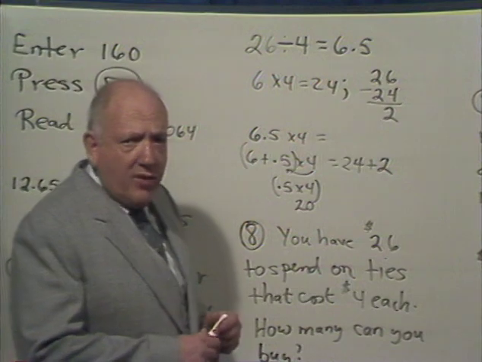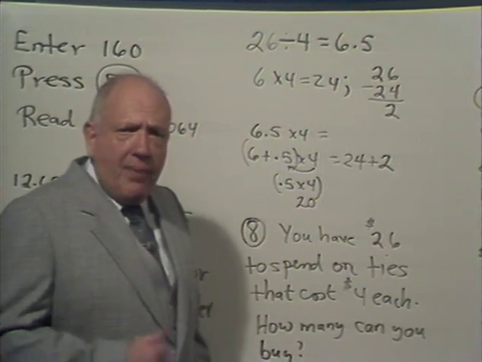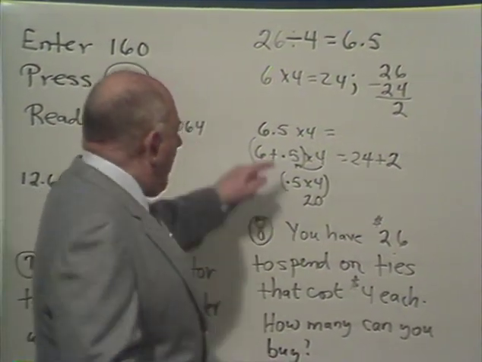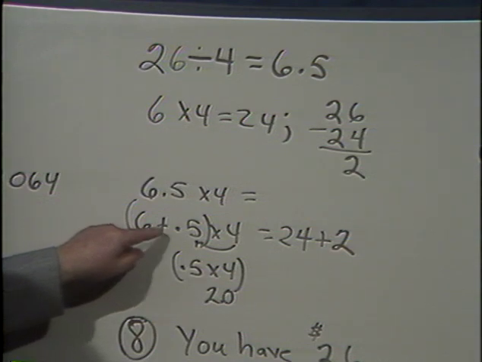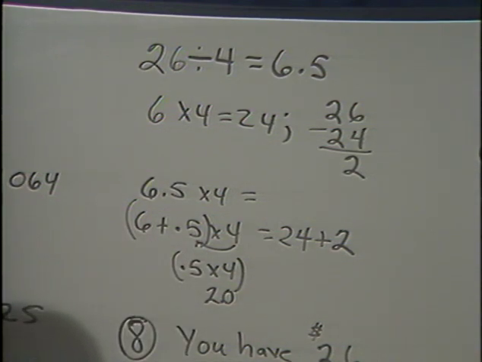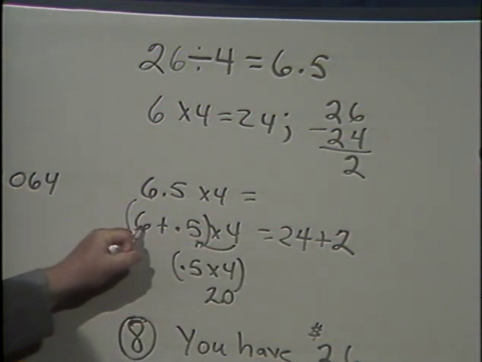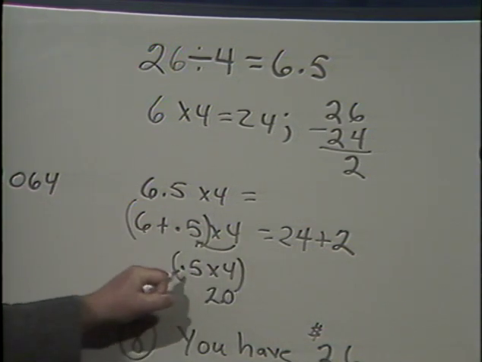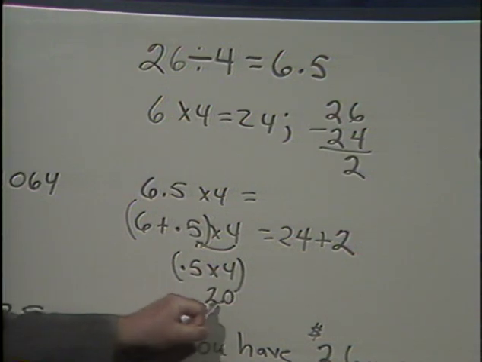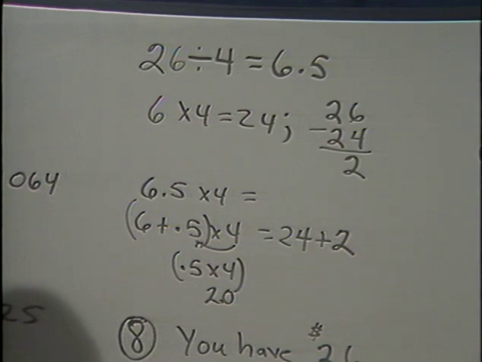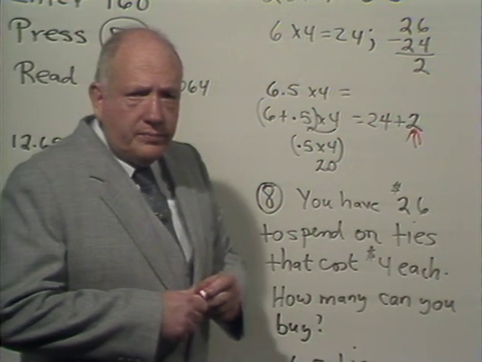See, that 0.5 is not the remainder. It's the fractional part of 4 that's left over. In other words, 6.5 means 6 plus 0.5. By the distributive property, the 4 has to multiply the 6. That's where you get the 24 from. Then the 4 has to multiply the 0.5. 5 times 4 is 20. Move the decimal point one place. There's your 2. And that gives you 24 plus 2. And that's your remainder. Okay?